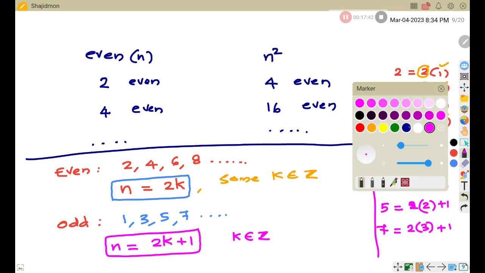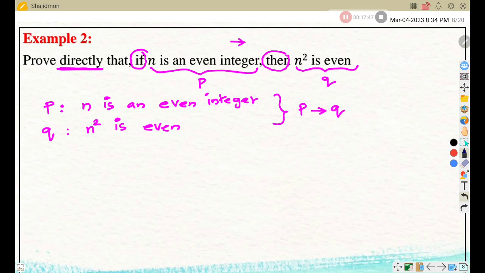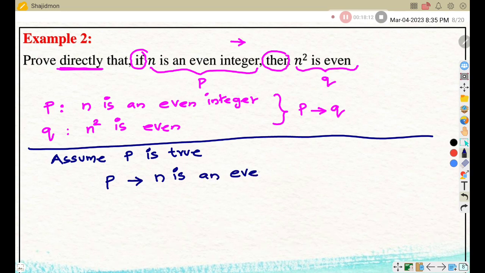Now we will go to the question here. Come to the second question. Prove directly that if n is an even integer, then n square is an even integer. So what we are doing, first we need to assume that p is true. What is the meaning of p actually? p means n is an even integer, correct? n is an even integer.